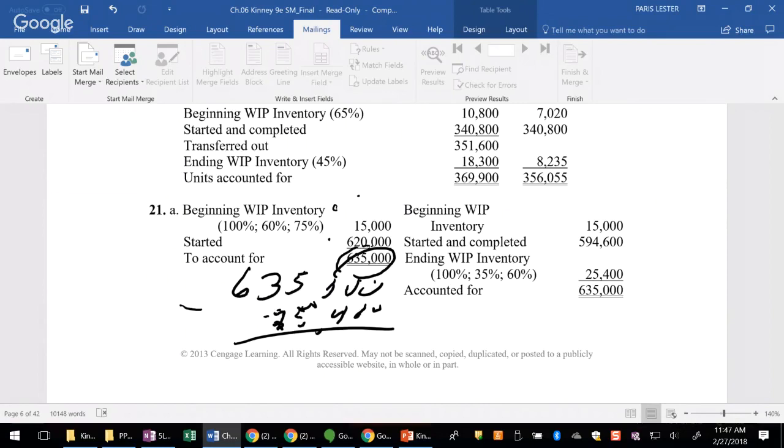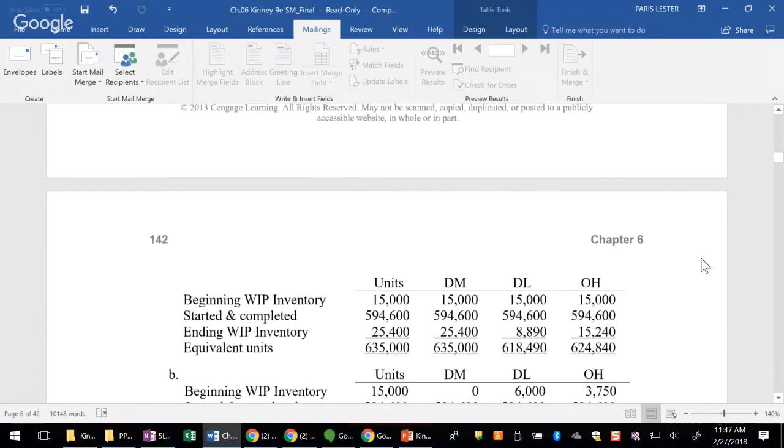600. Okay, now, if you look at this, Lorenzo, these two together is also transferred out. These two together give you 609,600. When I say transferred out, that can be broken down into the beginning inventory and started and finished.